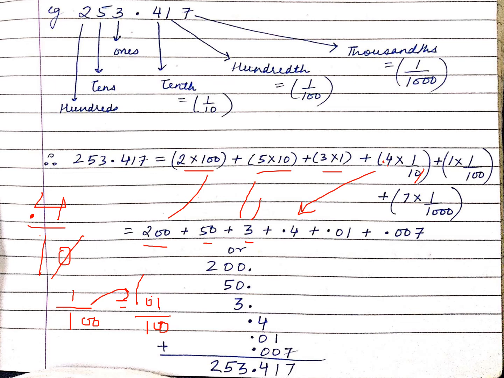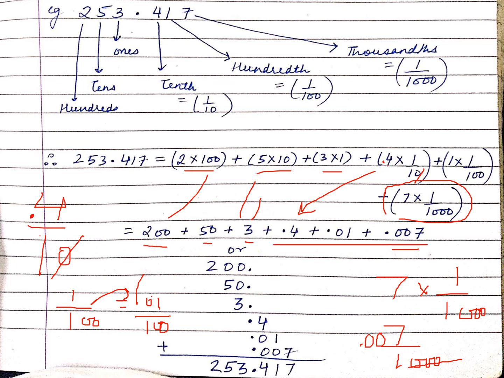Now, last is 7 into 1000. Sorry, 7 into 1 by 1000. So 7 into 1 upon 1000 is the same as 7 upon 1000. So now we have 3 zeros over here. Cut the zeros. So one digit is 7, 0, 0, and for this one we put a decimal. So we will have 0.007. I hope you got this. These decimals I hope you got.